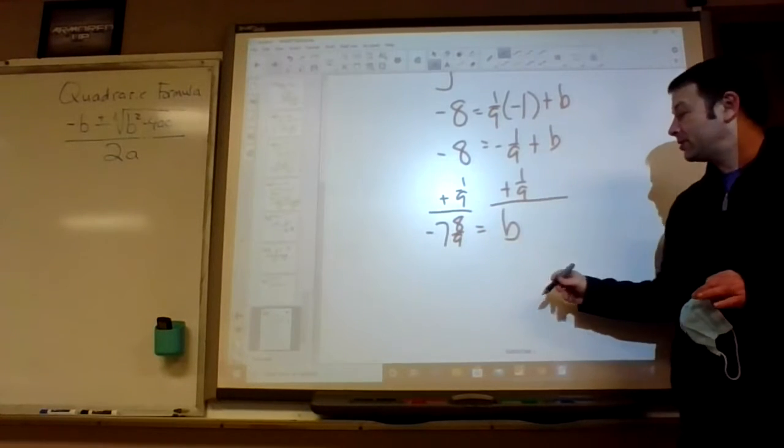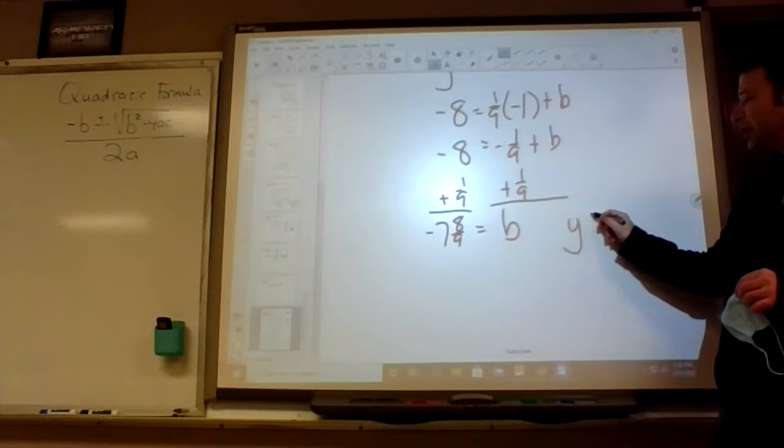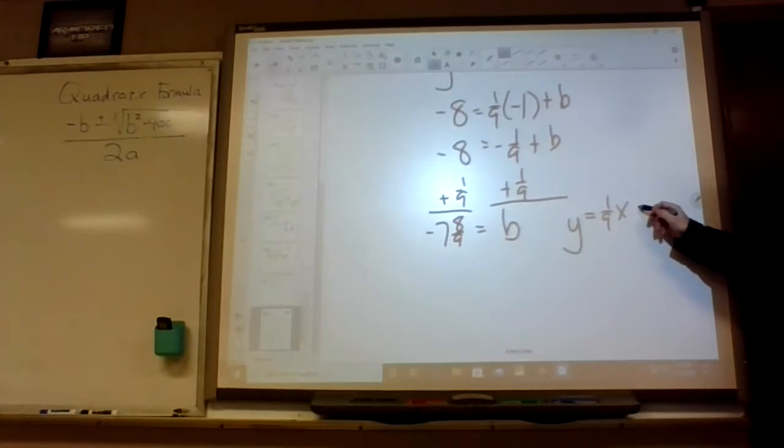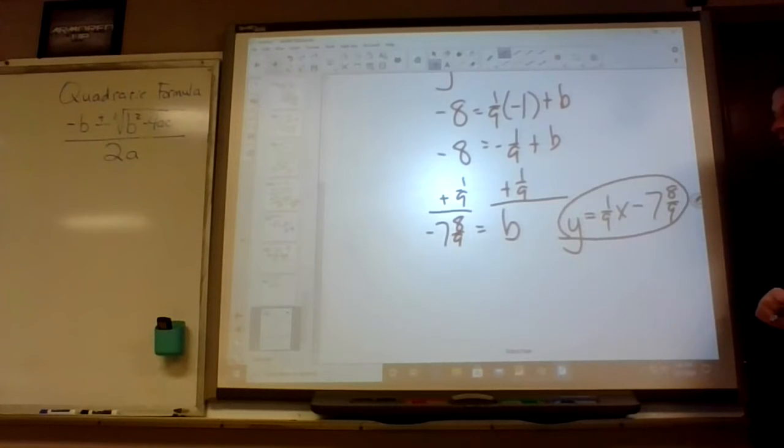Okay, so now we got the b value. So we got the slope, which was 1/9. That goes in front of the x. And we have the y-intercept now, which is -7 and 8/9. So that was the answer to 19.